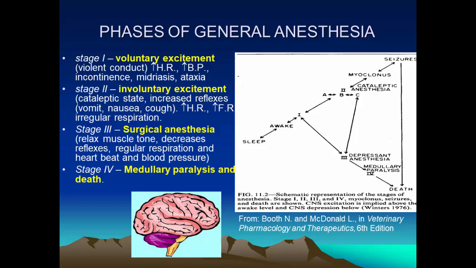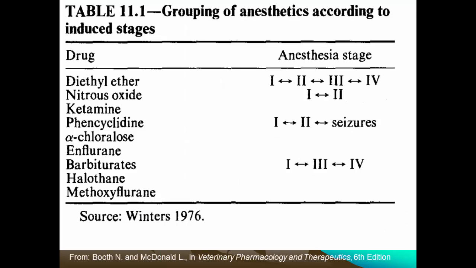Now, if we look at this other table that groups anesthetics according to the stages, we can see that ketamine, which is a phencyclidine derivative, will simply achieve a stage 2 of anesthesia, which is a state of hyperexcitation with a very high risk of the animal going into seizures. By contrast, if we look at some of the barbiturates, like thiopental, it will move the animal very quickly from stage 1 to stage 3, skipping stage 2. And obviously, if you overdose, it can create a stage 4 of medullary paralysis that can kill the animal very quickly.